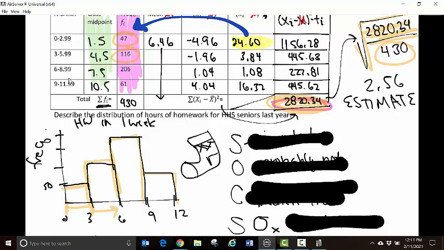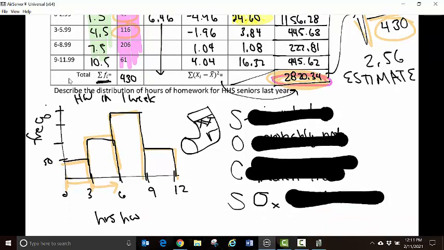And then if I wanted to describe it using SOCS, well, what's the shape of this? Anybody want to volunteer? Thank you. Bell-shaped, symmetric. Don't say normal because we don't know. I left off, I put unimodal, but I should have also said bell-shaped or symmetric. That's a better answer. Okay. Are there outliers? Probably not, but I didn't check.